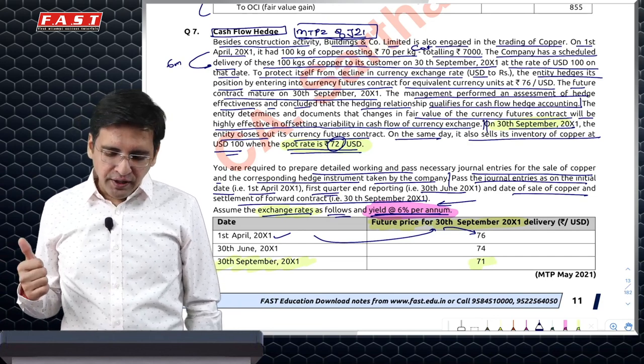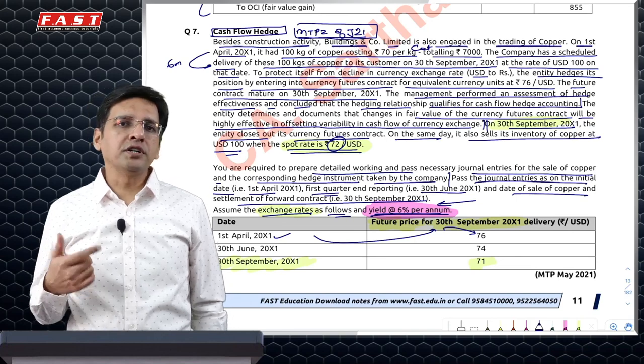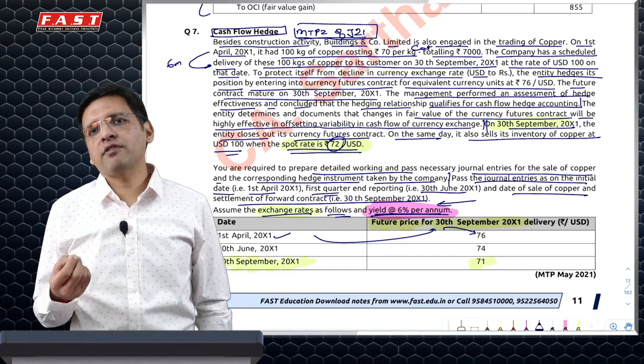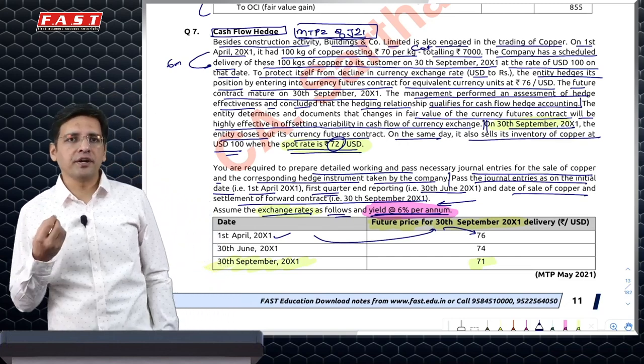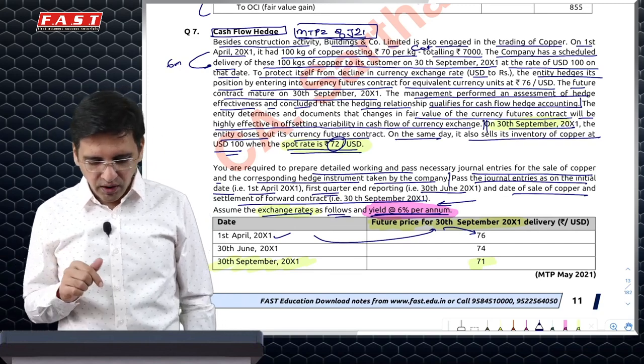So first I have to do an entry on 1st April of the derivative contract, which will be no entry, because on the initial date we recognize the derivative at fair value, and in case of futures and forwards the fair value on the initial recognition date is 0, hence no entry on 1st of April. Then quarter end, 30th June.